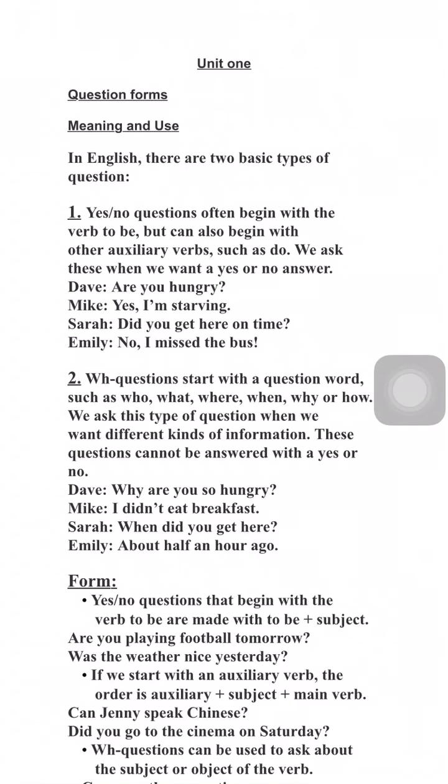Okay, for example, are you hungry? Yes, I am starving. Okay, when we ask with an auxiliary verb, we have to answer yes or no.